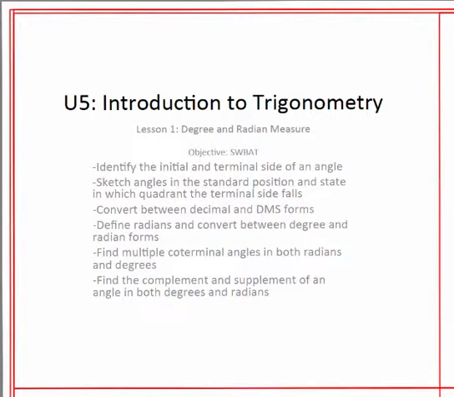We're going to be converting between decimal and DMS form, which is degree, minute, second, and I mentioned that real quick. And we're going to define a radian and convert between degree and radian forms, look at coterminal angles, and find the complement and supplement of an angle. Now, you've done that before, but we're going to do it in both degrees and radians.